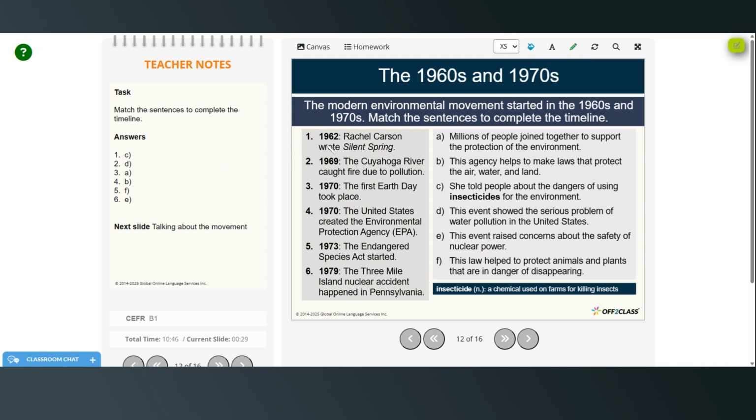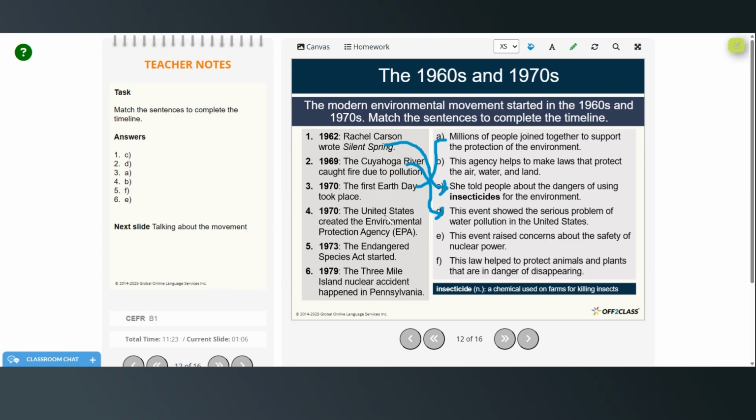Okay, so number one, in 1962, Rachel Carson wrote Silent Spring, and she told people about the dangers of using insecticides for the environment. In 1969, the Cuyahoga River caught fire due to its pollution. And this event showed the serious problem of water pollution in the United States. In 1970, the first Earth Day took place. Millions of people joined together to support the protection of the environment.